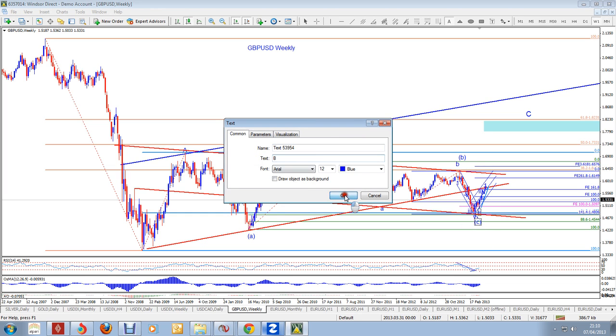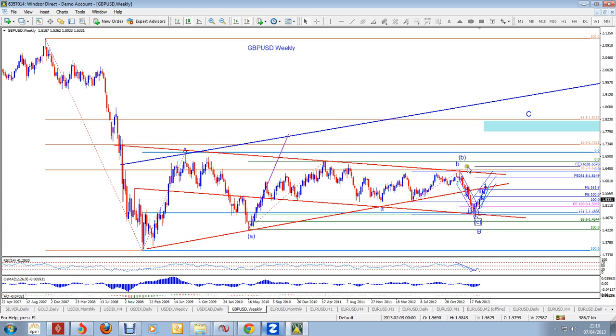Contrary to what others are saying, they are saying that this is the triangle and it's broken now, and therefore they're expecting dollar pound to go back up to kiss underneath the line and then continue collapsing, and that's a possibility. But I think from what I'm looking at, it is not likely.